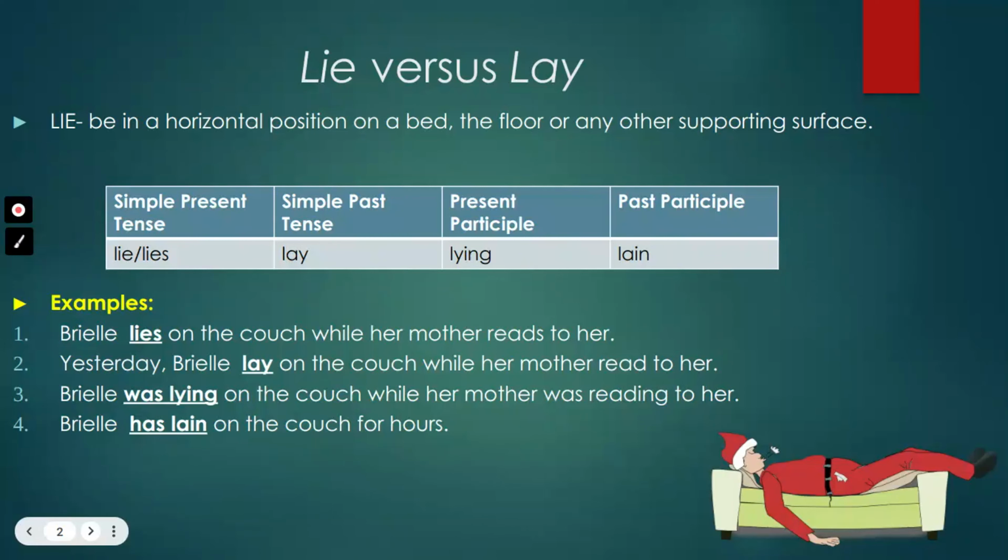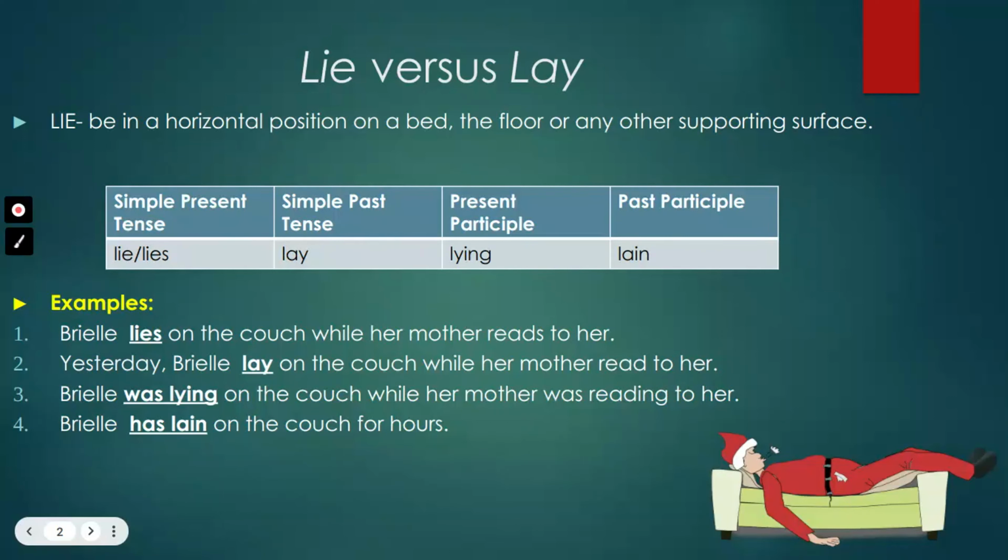Let's move on to number three. Brielle was lying on the couch while her mother was reading to her. So this sentence is expressed in the past continuous tense. So you need the present participle of the verb in order to form the past continuous tense. Please note that the present participle of this verb is not laying.